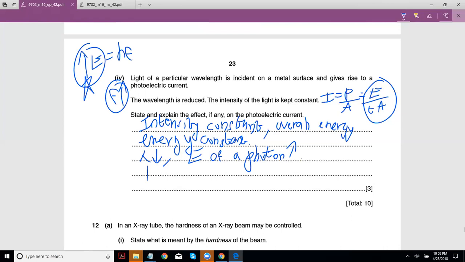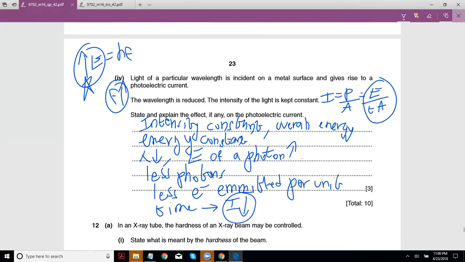So you have fewer photons. So less current per unit time, obviously. If you have fewer photons, then you would have fewer electrons emitted per unit time. Per unit time, so the current goes down.